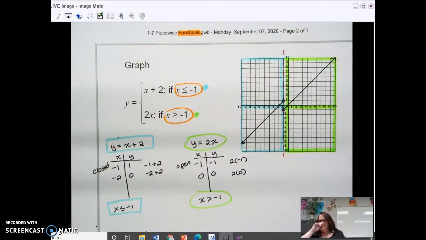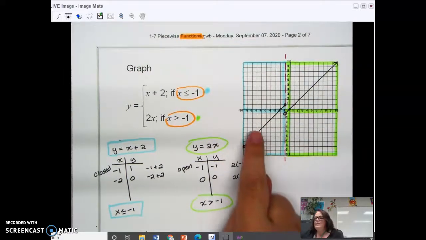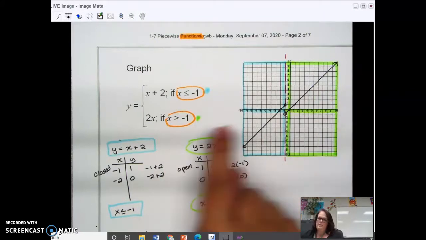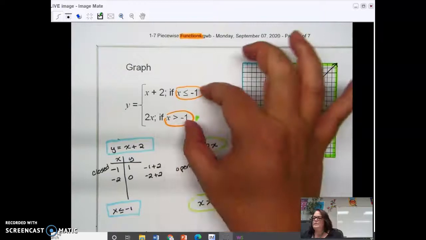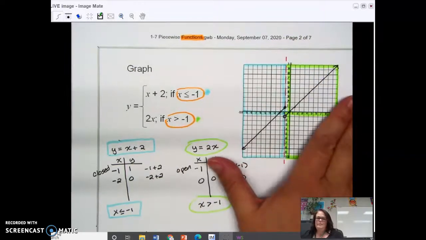So what usually ends up happening in a test or a quiz is they would make this line solid because it had "or equal to," and they would make this line dashed because it just said "greater than." But that's not what we're talking about. This is talking about the domain. The graph itself is going to be, in this case, a line in each domain.